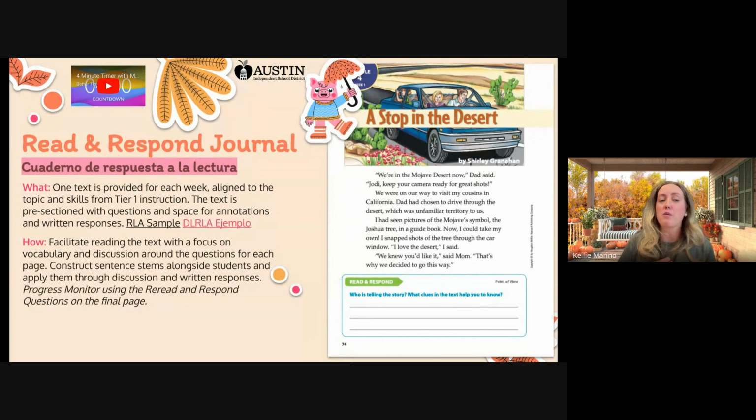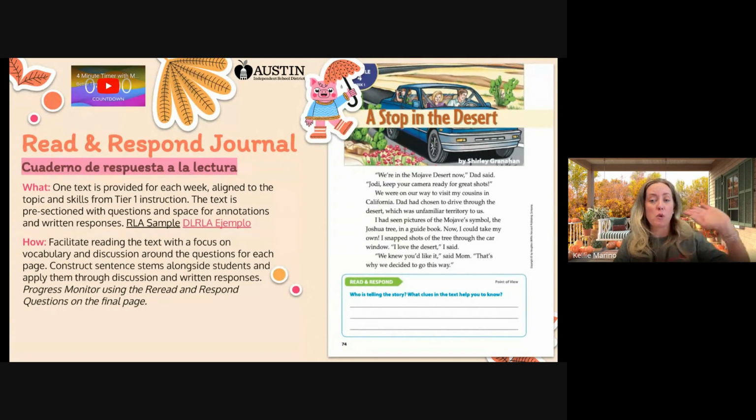So how would I use this? I would facilitate reading the text with a focus on vocabulary and discussion around for each page. Then I would construct sentence stems alongside the students and apply them through discussion and written responses. This construction of the sentence stems alongside the student helps build their capacity so that when you remove the support, they're not waiting for the sentence stem from you. They know how to start using those sentence stems on their own to get started, kind of filling up their bank with sentence stems.